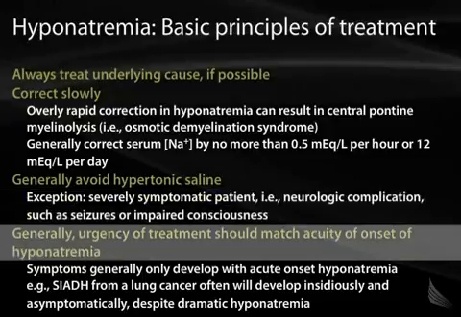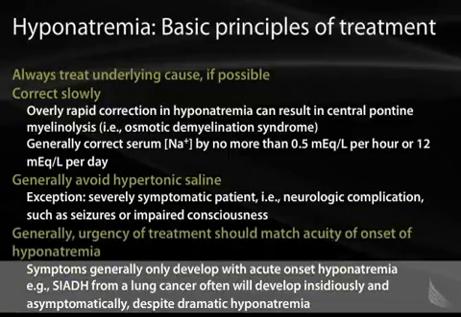The final principle to remember is that the urgency of treatment should match the acuity of onset of hyponatremia. If hyponatremia onset is rapid, then patients are much more likely to develop symptoms, and rapid correction is much more appropriate. However, someone who develops slowly progressive hyponatremia, patients are less likely to develop symptoms, and therefore the avoidance of complications is the primary goal, and the slow correction should be adhered to.